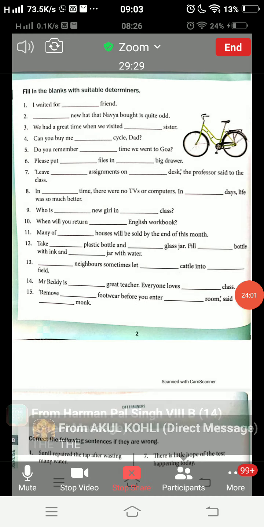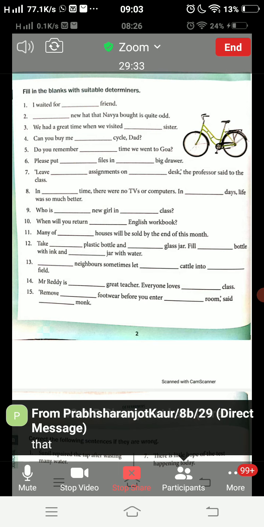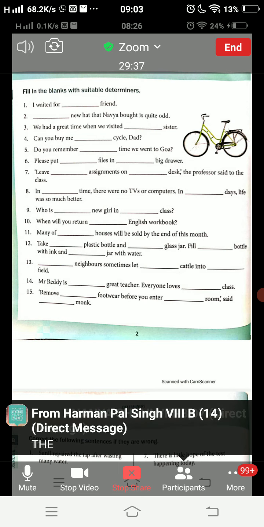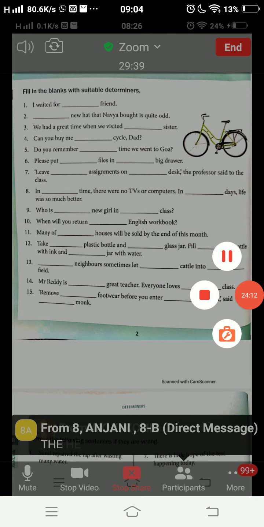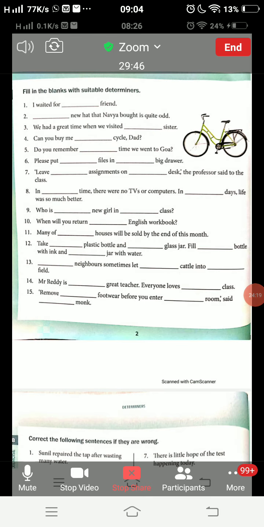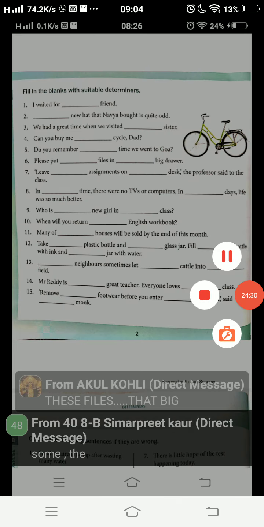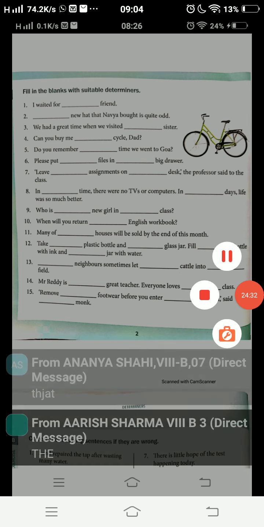So we are talking about a particular time, so for particular we will be using the word the. Yes, hurry up, respond quickly. Yes, for particular we will be writing the. Do you remember the time? Because I am talking about a particular time when we went to Goa. Okay, now let's move to the next. Please put dash files in dash big drawer. Please put some files in the big drawer.